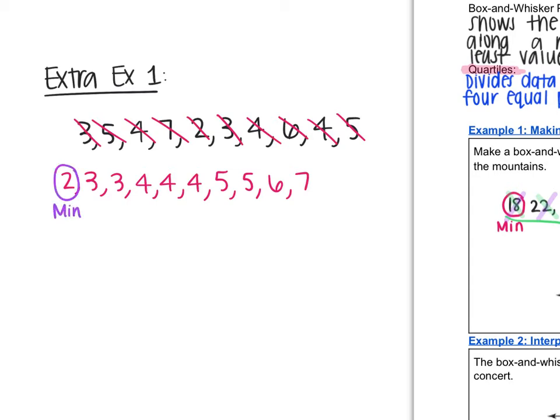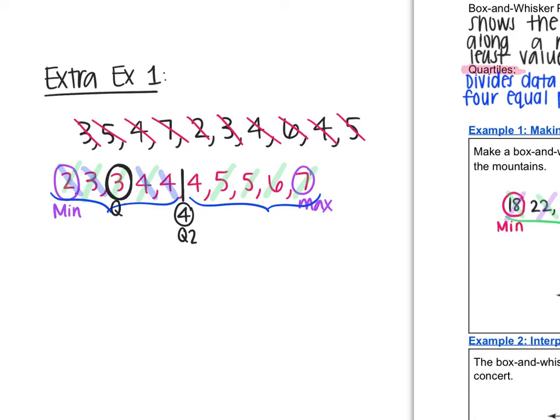Once I have my numbers in order, I'm going to circle my minimum and my maximum, and then I'm going to find the middle. I like to actually count in to find the middle. There, and there, and I keep going. It looks like the middle is between 4 and 4. What's between 4 and 4 is 4, so that's Q2. And then I'll find the middle of the lower half and the middle of the higher half. The middle here, crossing off one as we go, is 3, so that's my Q1. And the middle over here would be 5.